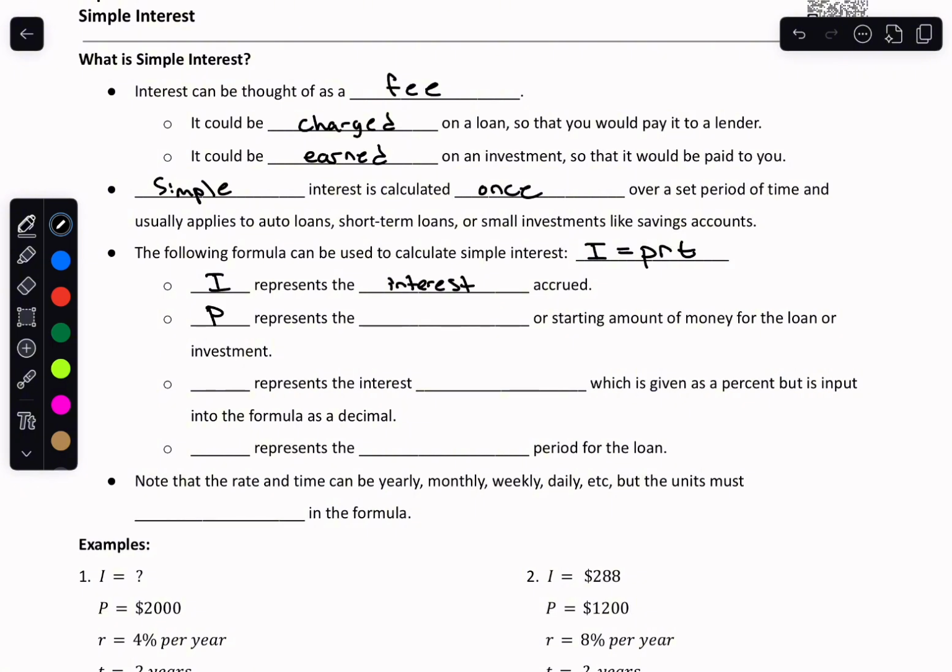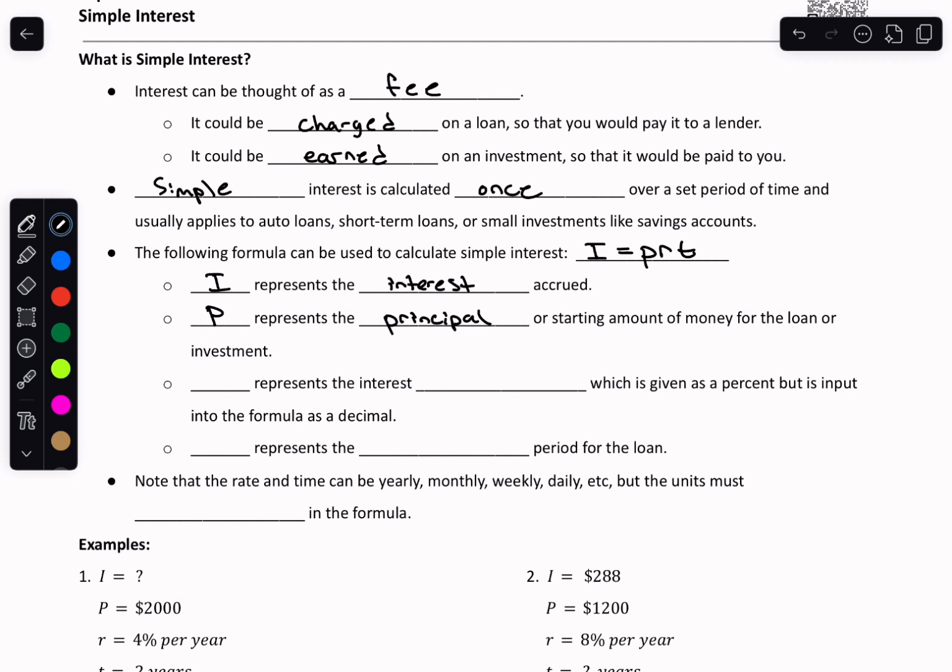The letter P, this might be your first time hearing this. Usually in investment terms, we talk about principal. Okay, so P stands for principal, and this is the amount of money that you invest, or it's the starting amount of money for the loan or investment. So if you borrow money for a car, the amount of money you borrow is the principal, and then generally there's interest charged on top of that principal. Okay, but principal you can think of as the starting amount.